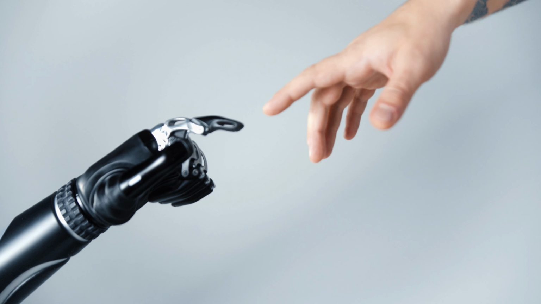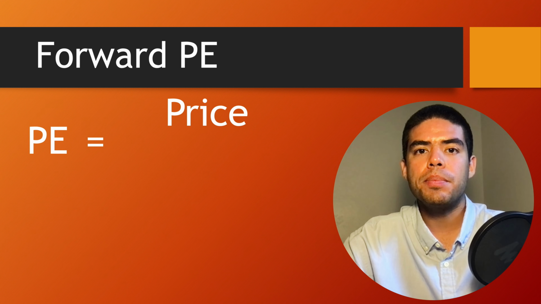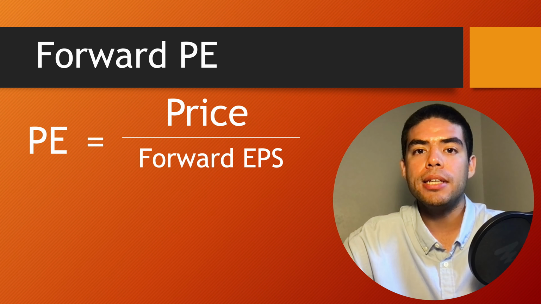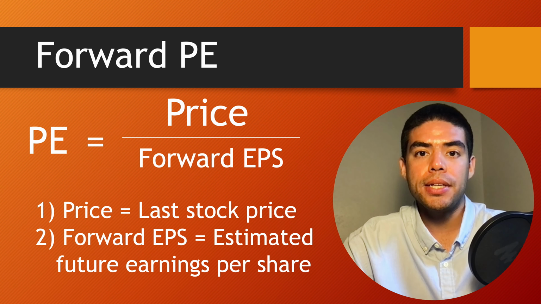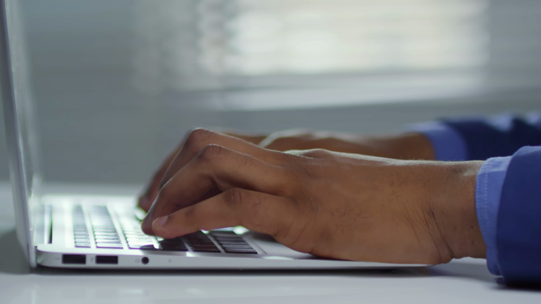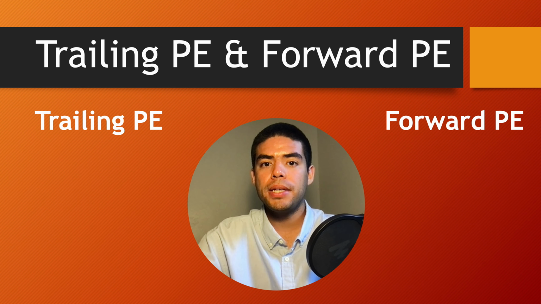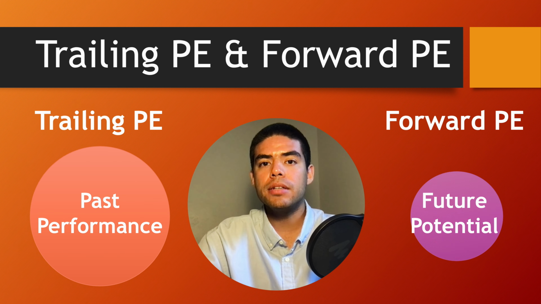And lastly, welcome to the future with the forward PE. Forward PE is a PE equivalent to the price divided by the future EPS. It is an estimate of where a company will be in a few years. So a direct comparison between the trailing PE and forward PE is to think of the trailing PE as being based on past performance, whereas the forward PE is based on future potential.